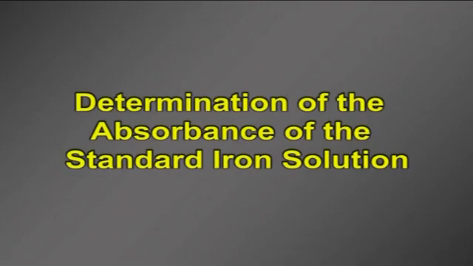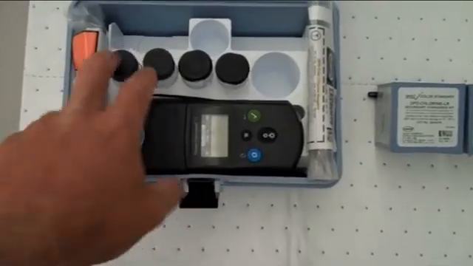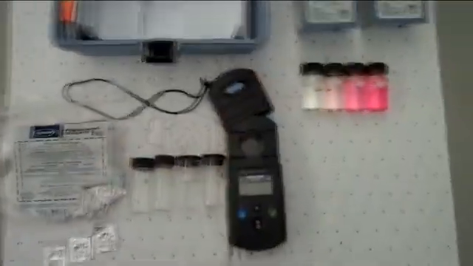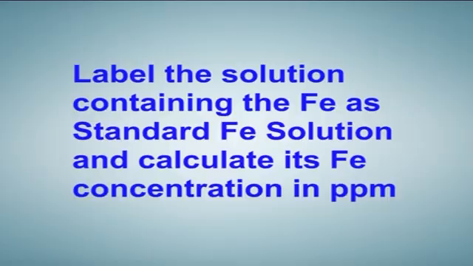Determination of the absorbance of standard iron solution. Before beginning this part of the procedure, be sure to record the number of the colorimeter that you are using for this part of the analysis. The number of the colorimeter is found on a small blue tag on the front of the colorimeter. Further, absorbance measurements must be made with the same colorimeter and the same cuvettes in order for this method to work. Label the solution containing the iron as a standard iron solution and calculate its iron concentration in ppm.